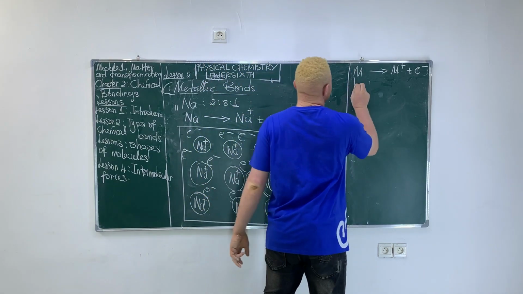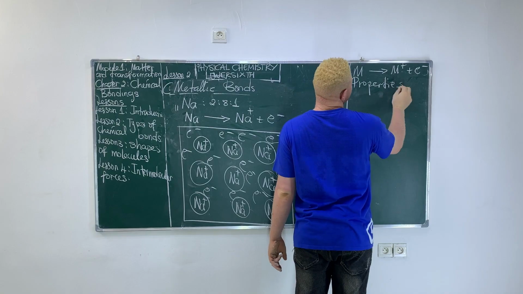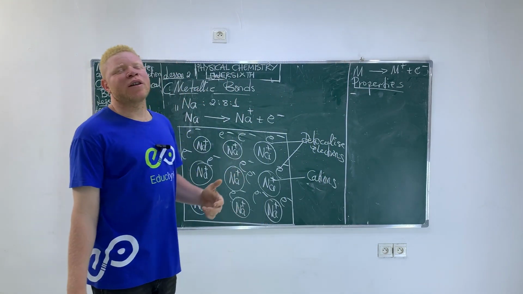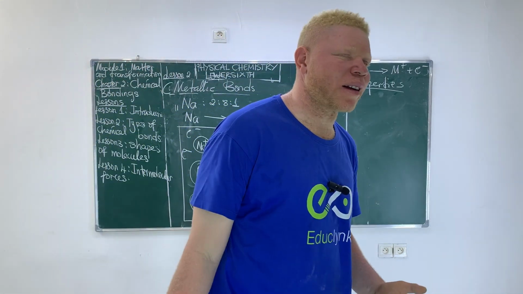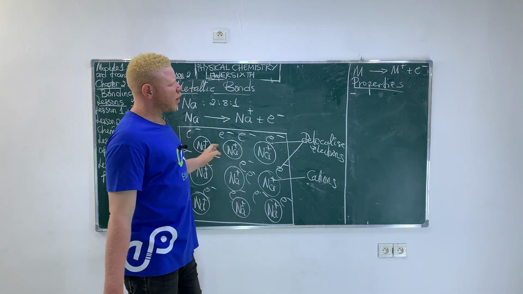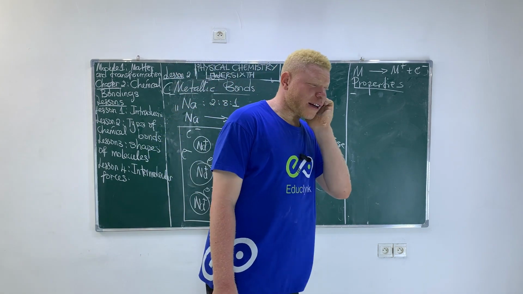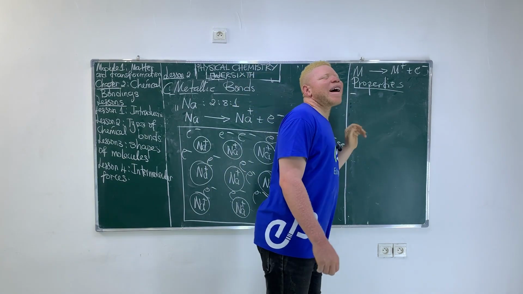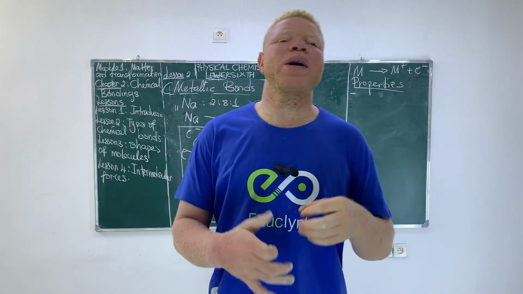So the properties of this compound: obviously, the compound will conduct electricity. Why? Because they have free mobile electrons. The electrons can move from one part to another inside the metallic crystal. So the electrons are free to move in the crystal. And also, metals are malleable and ductile.